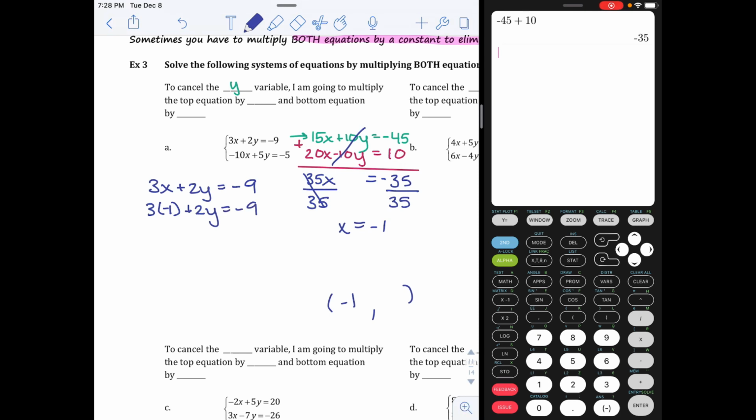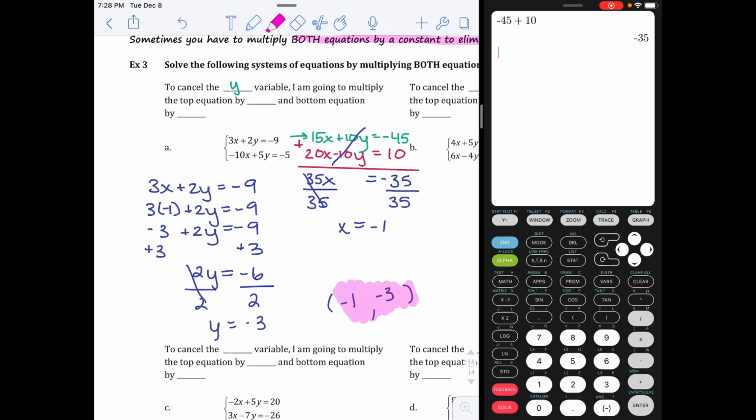And let's clean this up. 3 times negative 1 is negative 3. Negative 3 plus 2y equals negative 9. Inverse operation. Let's add 3 to both sides. 2y equals negative 6. And let's divide both sides by 2 to get that y by itself, and it is negative 3. And let's make sure we plug it into that coordinate. Give that mature answer.